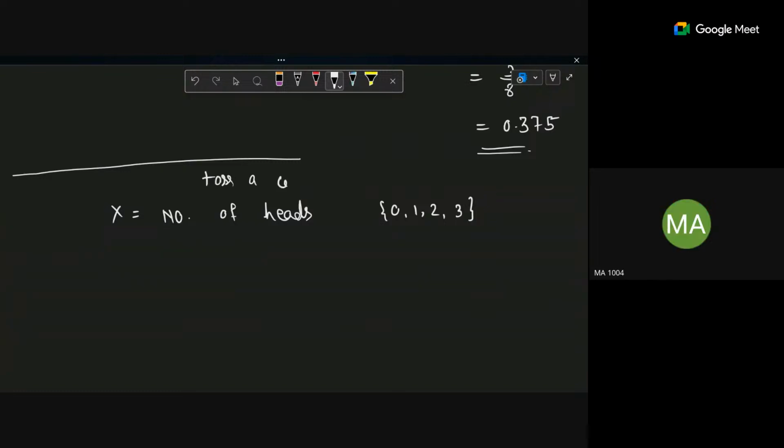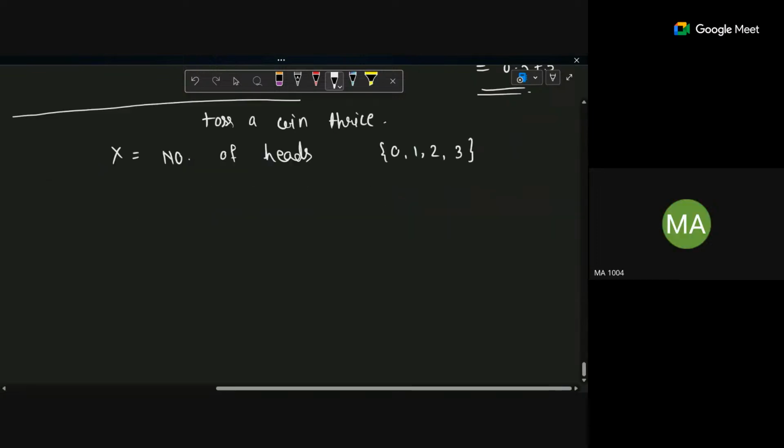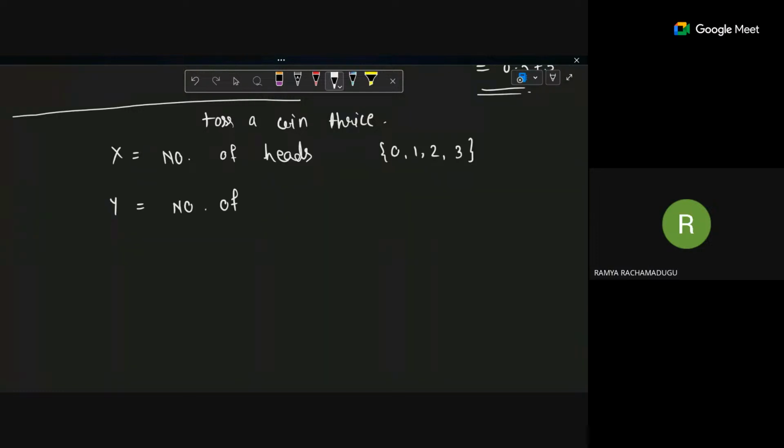Toss a coin 3 times. And for Y, it will be 0, 1, 2. No, read the question. Y is the number of tails in the first 2 tosses. So for Y, the range will be 0, 1, and 2.